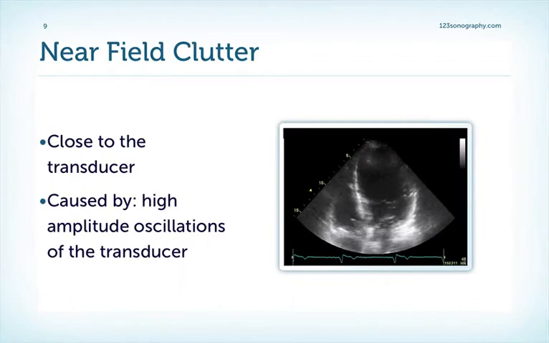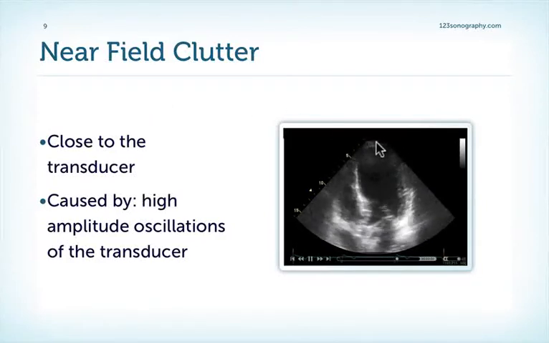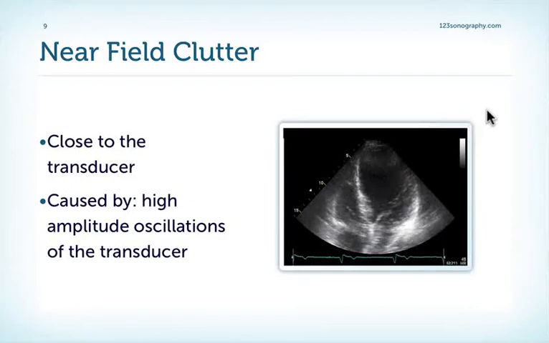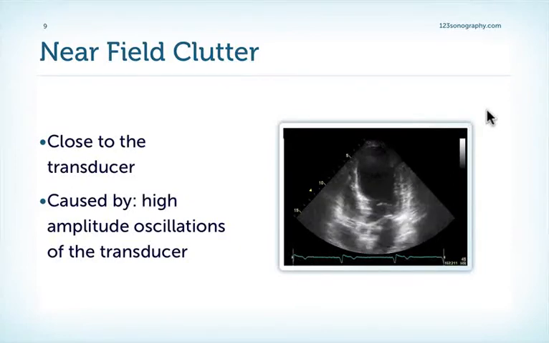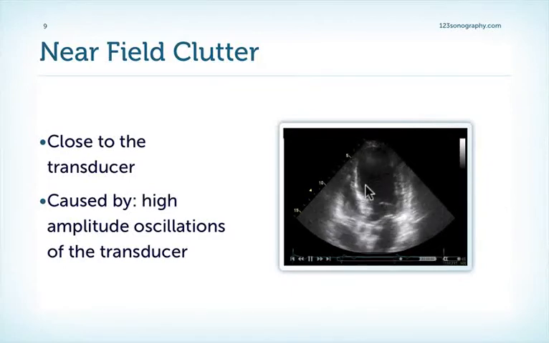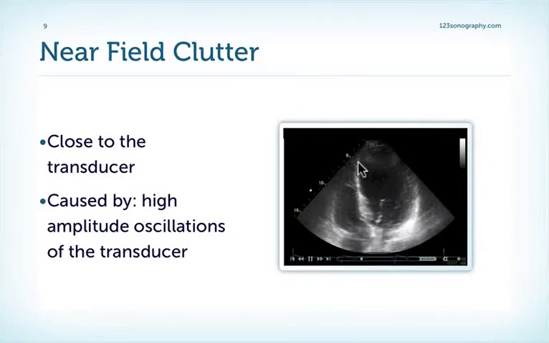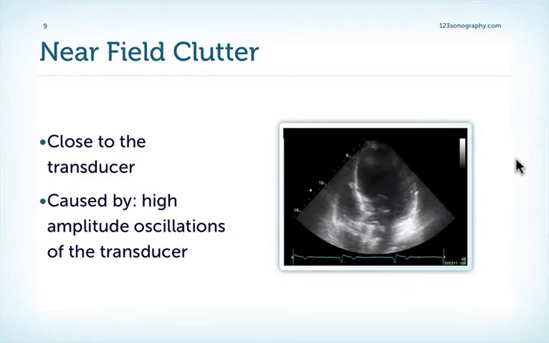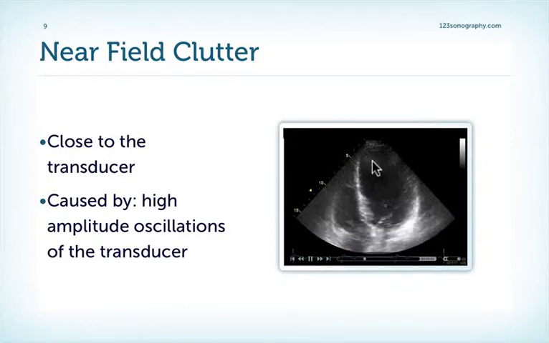The first type of artifact I would like to discuss is the so-called near-field clutter artifact. It is located close to the transducer, in other words here at the tip, and it is caused by high amplitude oscillations of the transducer. How could this influence your interpretation? Well, this patient has an infarct and also a higher likelihood for a thrombus. But what we see here is not a thrombus. Those are just artifacts caused by near field clutter.